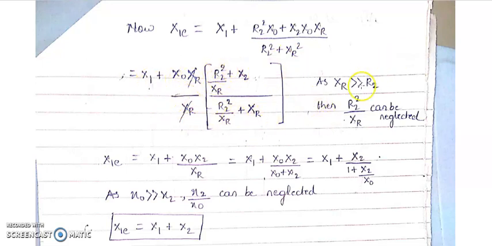Now one thing we need to see here is, we know that XR is greater than R2 because XR is combination of X0 plus X2. Usually it is greater than the R2. So then what happens if I divide R2 square by XR? Since anything if you divide by the larger number, the resultant value will be very less.